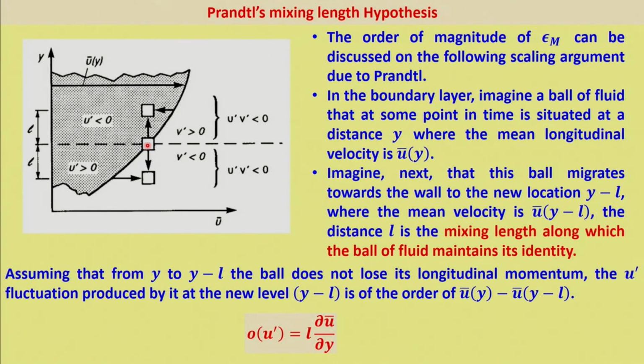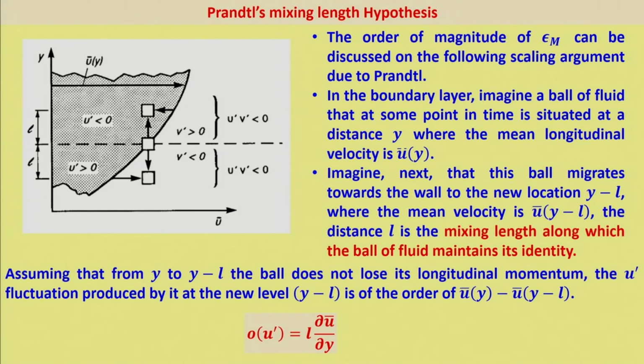So the order of magnitude of epsilon m can be discussed from the following scaling argument, which was proposed by Prandtl. In the boundary layer, imagine a ball of fluid that at some point in time is situated at a distance y, where the mean longitudinal velocity is, let's say, u bar of y. Imagine next that this ball migrates towards the wall to a new location y minus L. So there it would be u bar of y minus L.